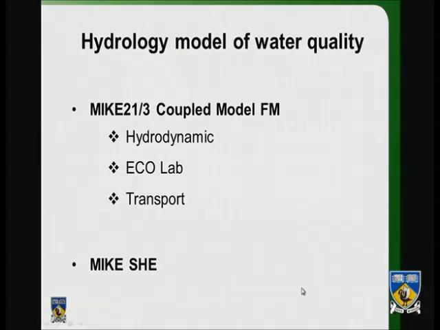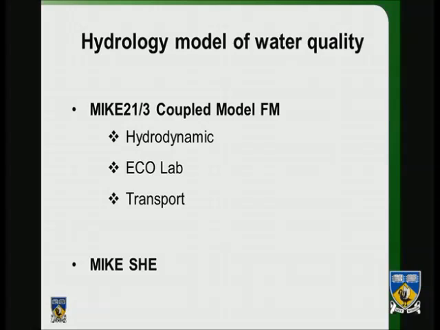So what we started doing was developing a hydrology model of water quality with limited information. We used MIKE software to do that, and it has several thousands of modules. We selected 4 modules. The main module is the MIKE 21 coupled model, where we have 3 small modules: hydrodynamics, where we put all the hydrodynamic data, and then Ecolab to model the water quality component. Transport model is the model that connects both hydrodynamic and water quality. And we also use the MIKE NAM model, which is basically for catchment modeling.